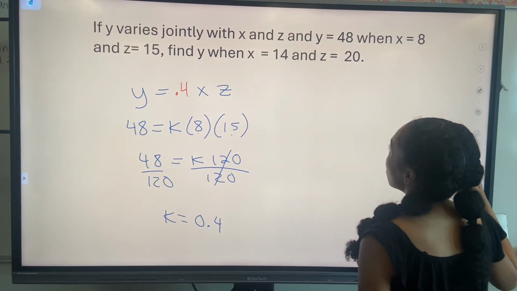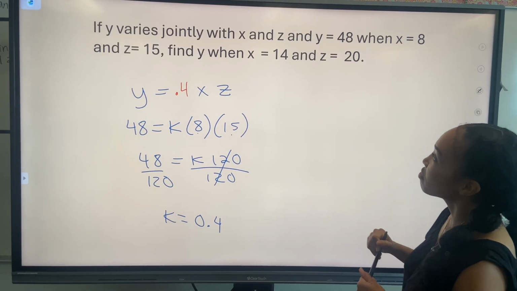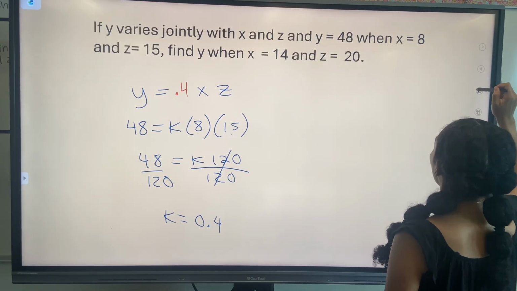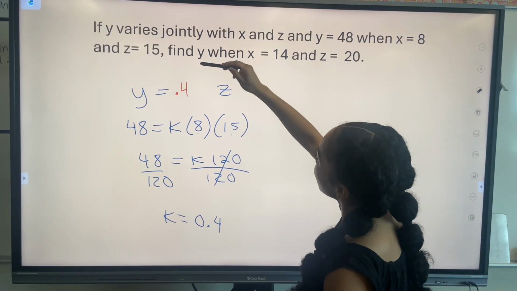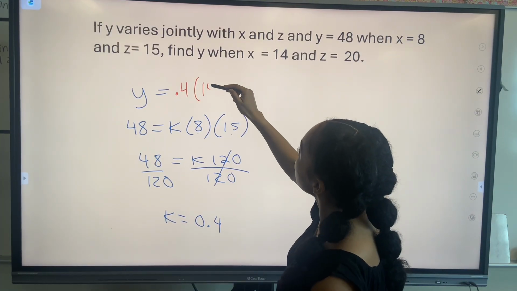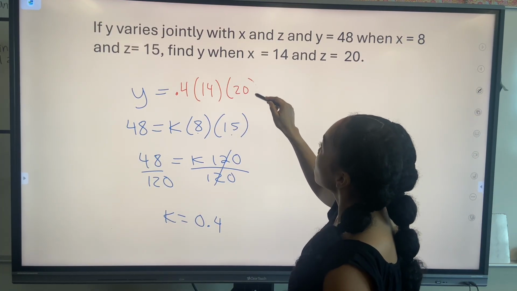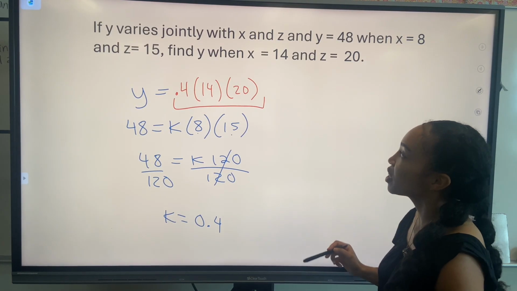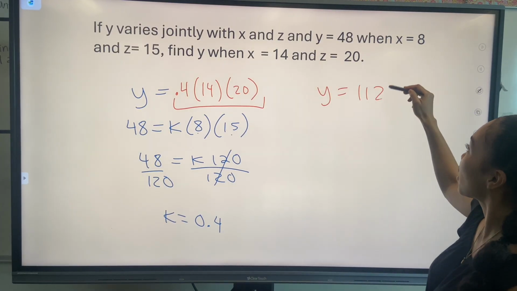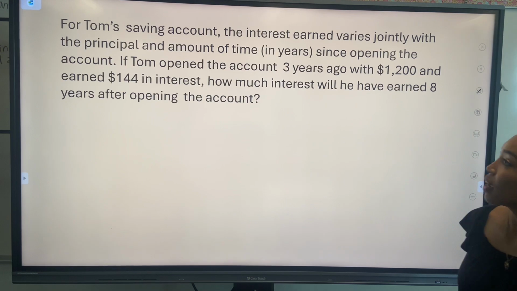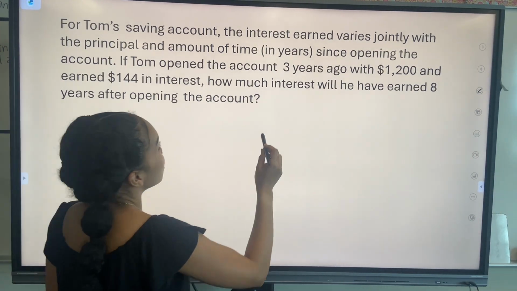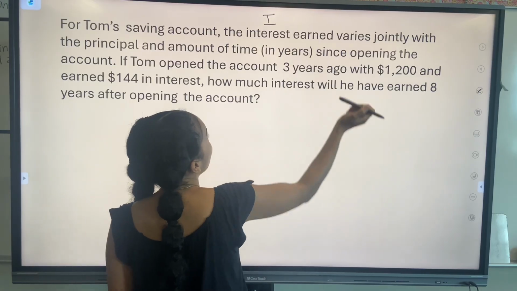0.4. Okay, so now it wants to find Y when X is 14 and Z is 20. So erase the X, erase the Z, and we're going to substitute the values 14 and 20. So type this into your calculator. What is Y equal to? 112, thank you.